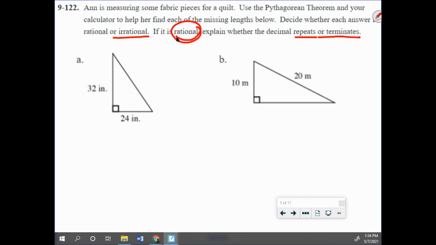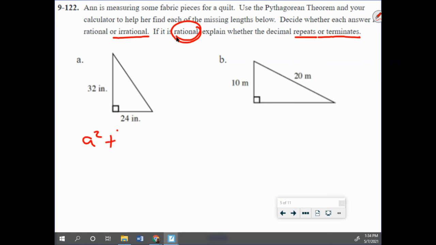Now, I'm going to do the first one for you. You're going to do the second one, okay? If you think you can do the first one on your own, you're welcome to pause the video or mute me and do it on your own, and then compare. Just don't forget to unmute when you're done, okay?